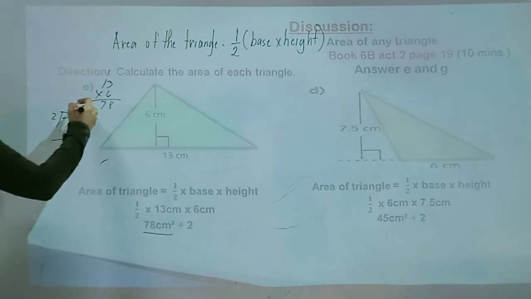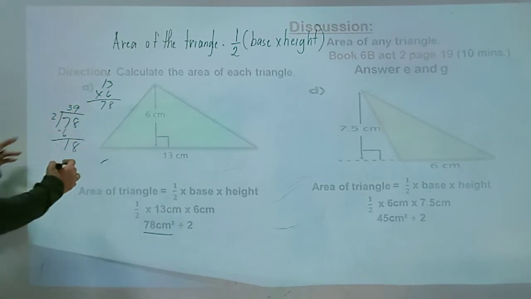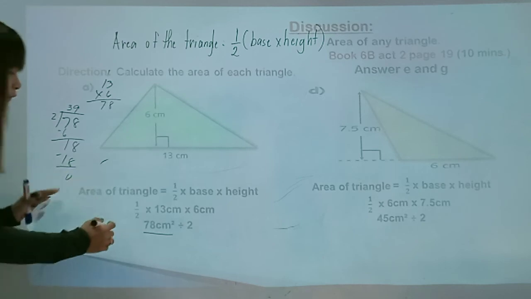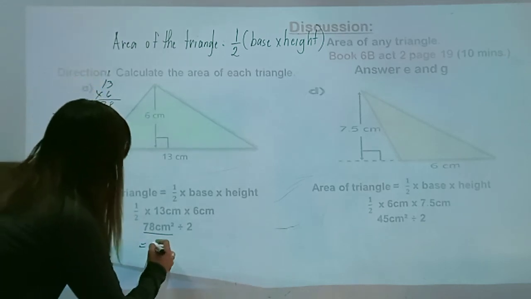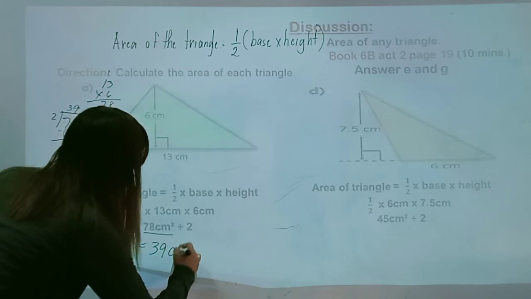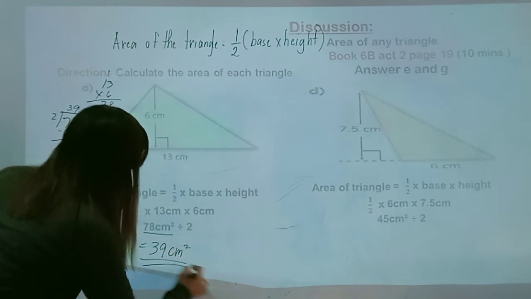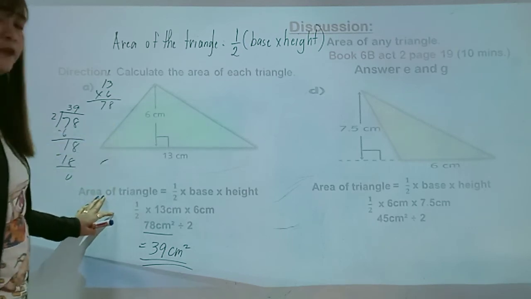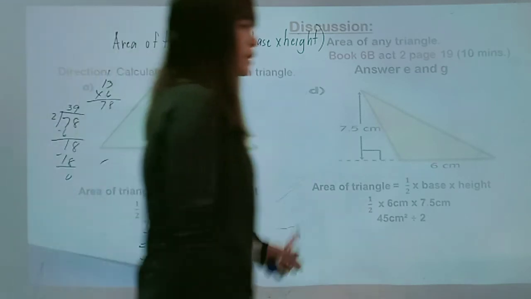18 divided by 2 is 9. 9 times 2 is 18. 18 minus 18 is 0. Therefore, the area of the triangle is equal to 39 centimeter square. Easy, sir? This is how we are going to calculate the area of the triangle. Okay, let us proceed to letter D.